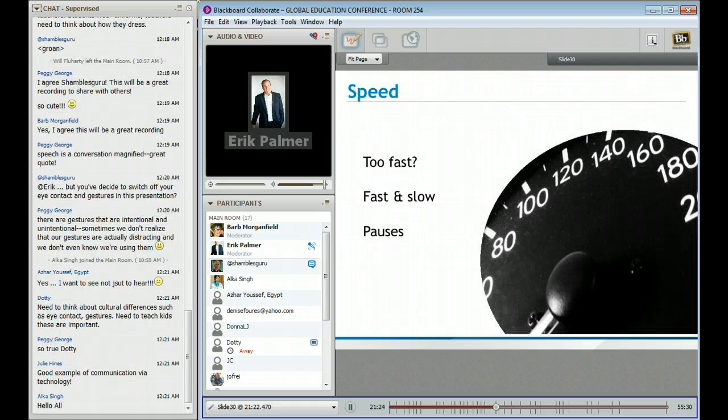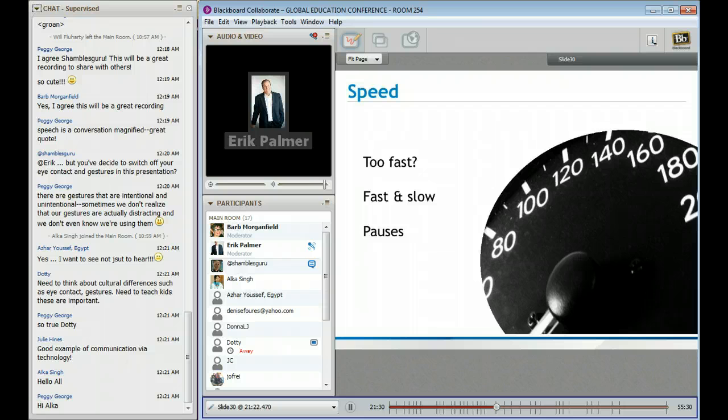And finally, speed matters. Commonly we worry that kids are too fast. And that is a worry. But it's more than being too fast. Have you taught them how to use fast and slow? Because speeding up and slowing down for effect matters.